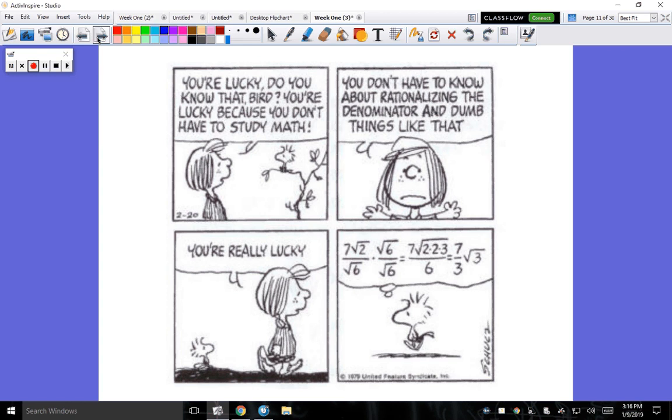That's just a quick joke about rationalizing the denominator and how you're lucky if you're taking math.